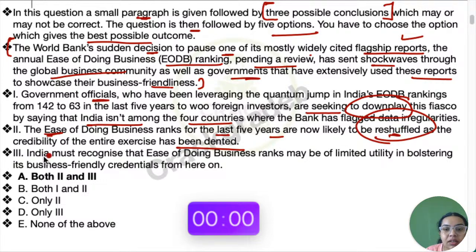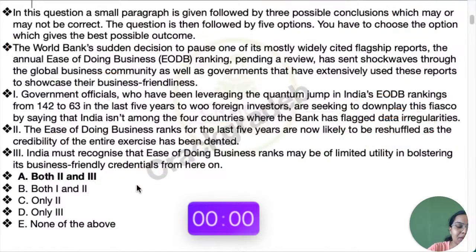Okay. Then, India must recognize that ease of doing business ranks may be of limited utility in bolstering its credentials. Since the flagship reports are now paused, whatever ranking we have, whatever helped us to showcase our friendliness, is now being questioned. Because of that, yes, India, as one of the countries, should know that some limitations are going to be there. So second and third can be possible outcomes.